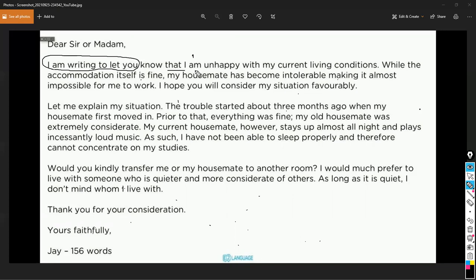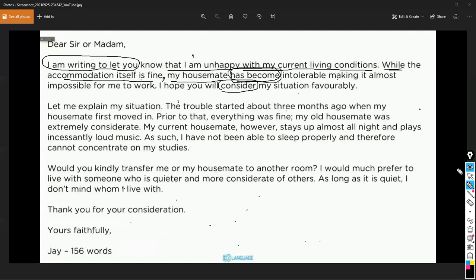I'm writing to inform you that I'm unhappy with my current living conditions. While the accommodation itself is good, my housemate, my roommate, has become present perfect. Why? Because the problems have happened to me recently, in the near past, not that long ago. This is why the present perfect. So my housemate has become intolerable, making it almost impossible for me to work.